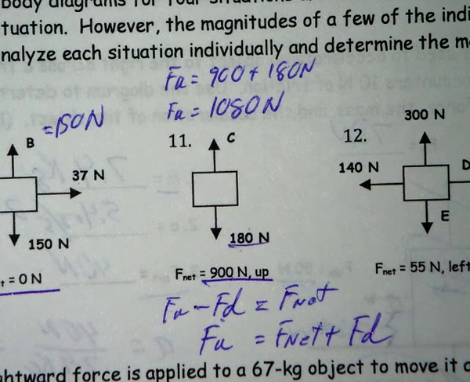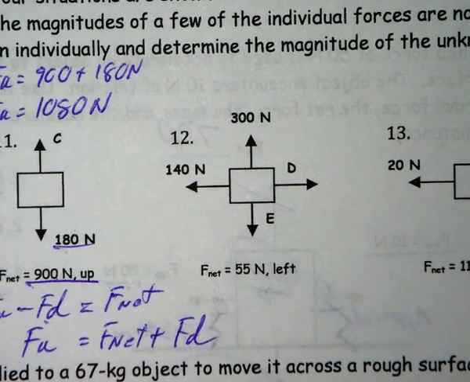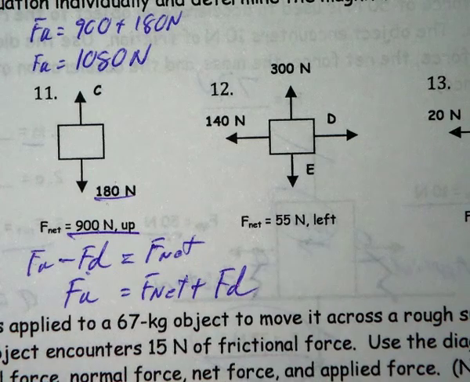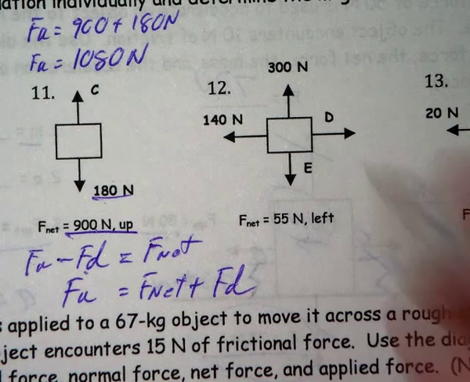So you don't have to necessarily come up with a formula. Okay? You can just look at it and reason through it. But be careful when you're reasoning through it. Okay? So let's look at 12. Number 12 says you got 55 newtons to the left. Right? So what does that tell you about the up and down? They have to cancel out. So if I got 300 up, what do I got to have down? 300.